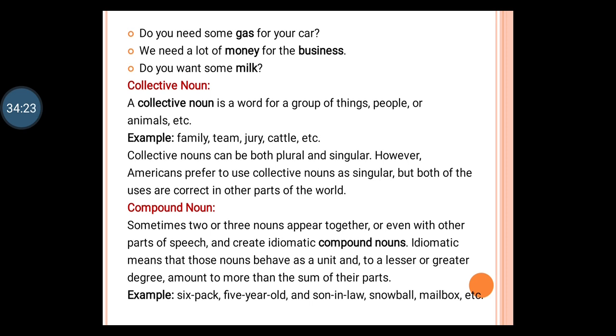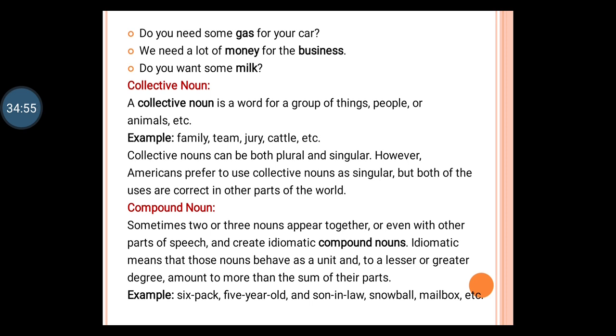And then you have cattle. When you see cows moving around, cattle, more than one cow, a herd of cattle. So collective nouns can be both plural and singular. However, Americans prefer to use collective nouns as singular, but both of the uses are correct in other parts of the world.